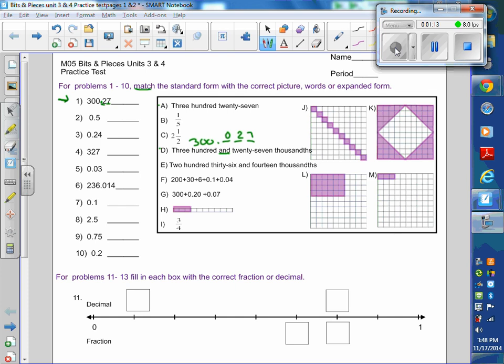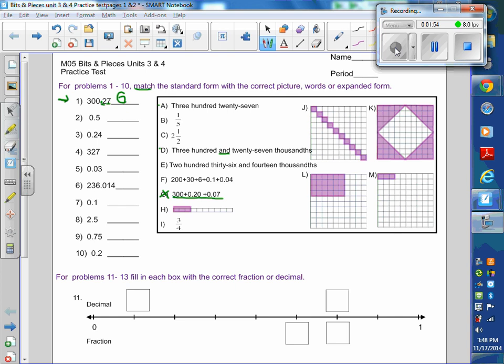So look down here, and you have 300, and if you think about lining up decimals, you add the other 2 pieces of that problem, and you get the 300 and 27 hundredths. So G is the correct answer. Cross out G because you can't use it twice.